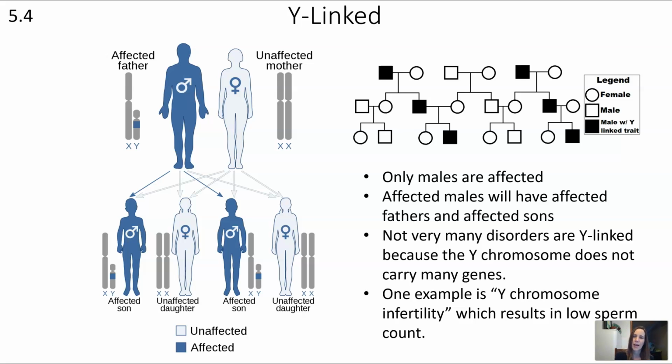And again, we're talking biologically. There are lots of wonderful ways to have a family, but pedigrees are based on biological relatedness. Not very many disorders are Y-linked because the Y chromosome does not carry very many genes. But one example is Y chromosome infertility, which results in low sperm count.